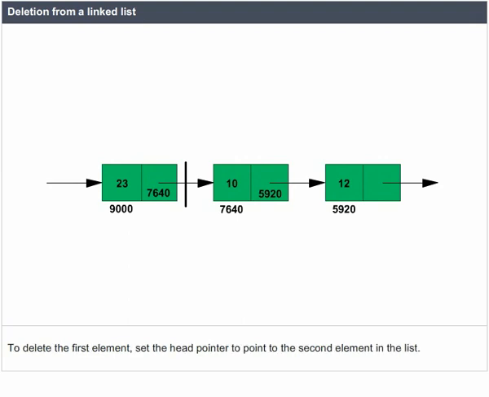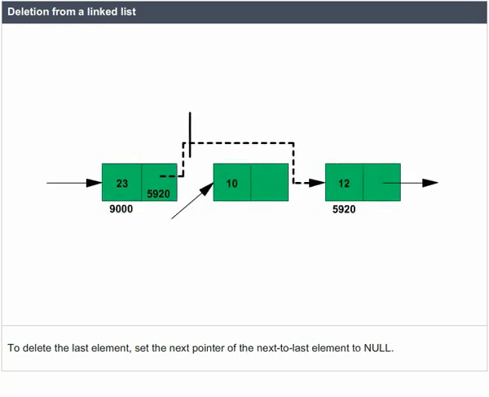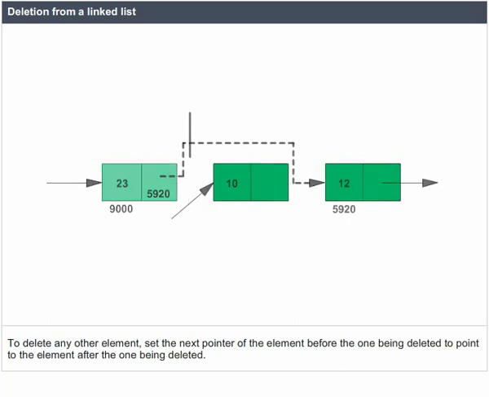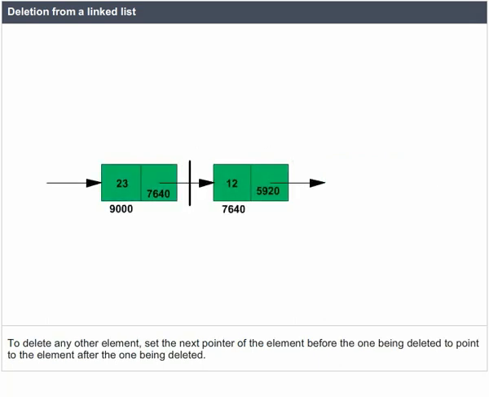To delete the first element, set the head pointer to point to the second element in the list. To delete the last element, set the next pointer of the next to last element to null. To delete any other element, set the next pointer of the element before the one being deleted to point to the element after the one being deleted.